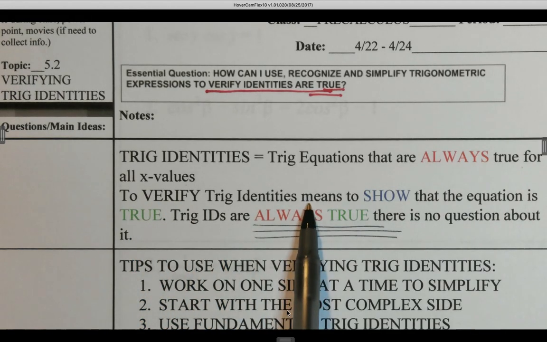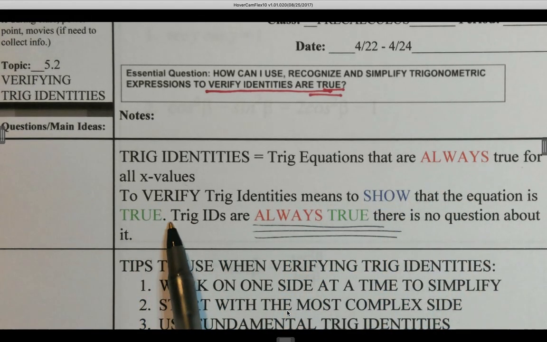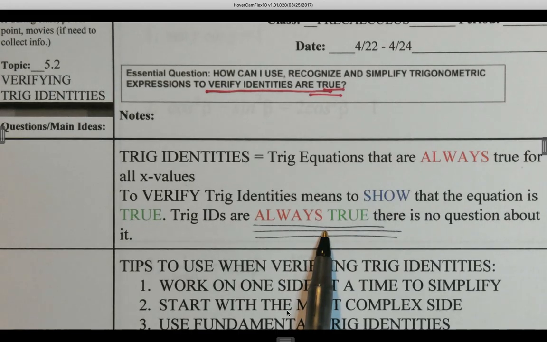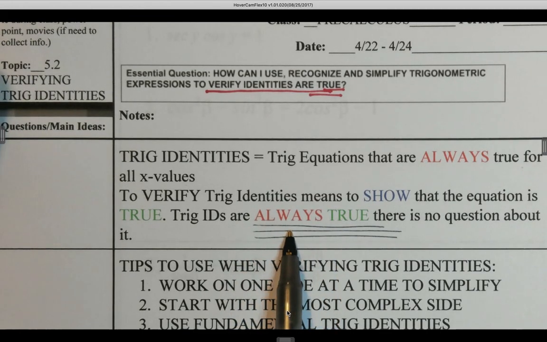To verify trig identities means to show that the equation is true. And trig identities, again, I'll say are always true. There's no question about it. We're not determining whether it's true or not. We're verifying that they are true. Okay? That's the nice part about trig identities: we know what the answer is supposed to look like in the end. We're just verifying.